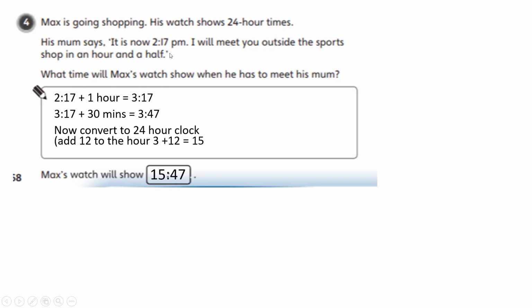Well, I'm going to add the time on first and then see if I need to do any conversion for 24-hour. So 2:17, add an hour becomes 3:17. Then add half an hour, that's 30 minutes. So 3:17 plus 30 minutes is 3:47. Right, it's a 24-hour, so it's in the afternoon. So the minutes are going to stay the same, so they're still 47. But the hour, we need to add 12. So 12 plus 3 is 15:47. And that's the time that Max's watch will show.